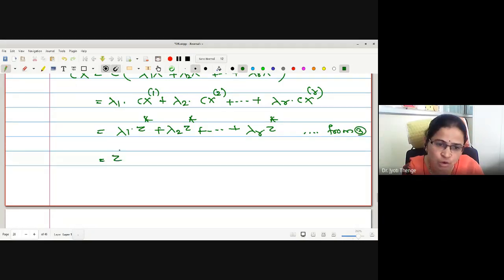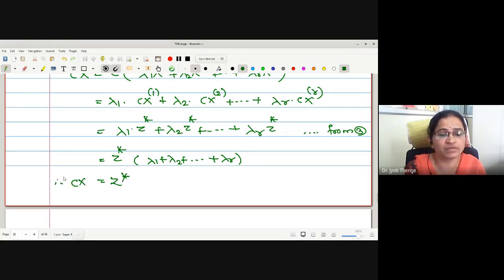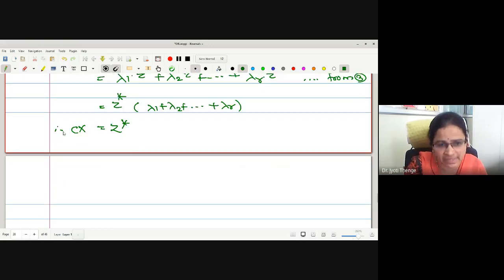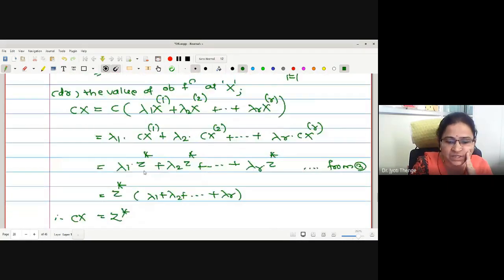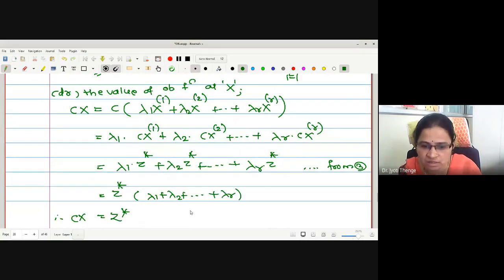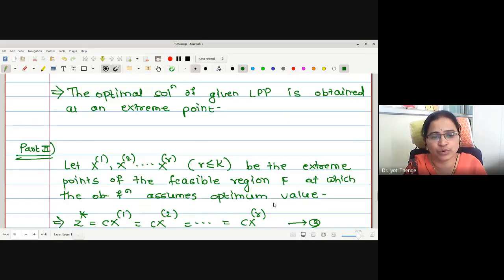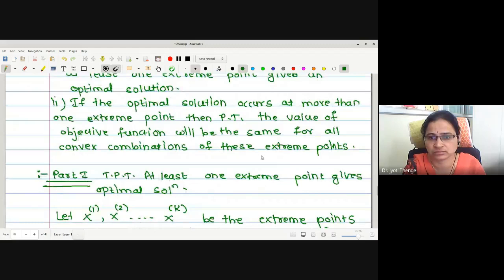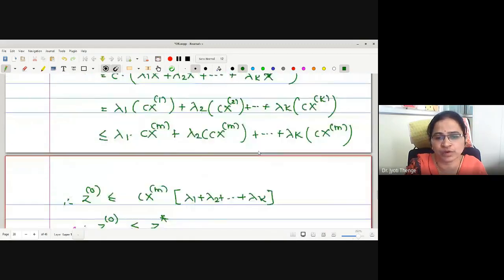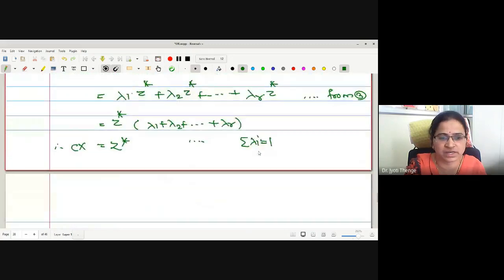Now taking z star common, we remain with lambda 1 plus lambda 2 plus up to lambda r, but this sum is always 1, therefore this is equal to z star. Therefore what we have obtained is that the value of the objective function at x is the same, equal to the value of the objective function at these extreme points. Here the reason will be summation lambda is equal to 1. What we have proved? The value of the objective function will be the same at the convex combination of the extreme points, and hence it is the proof.